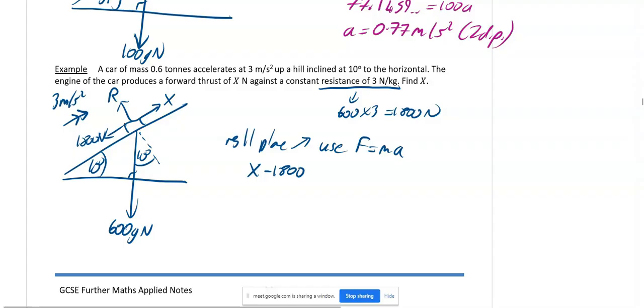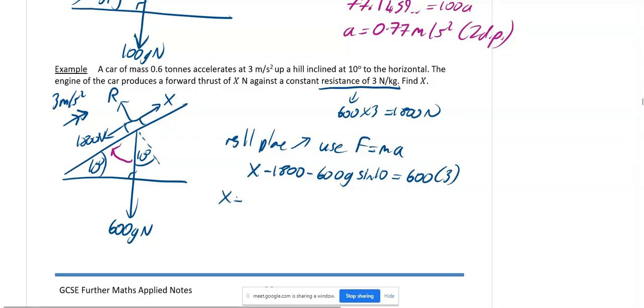A lot of people will stop there and think, well, they found it. There's also, I'll do this in red, the component of the weight, which is acting down the slope. So very importantly, the component of the weight is what? 600 sine 10. Almost. You've missed something. 600g. Good man. 600g sine 10, and that's equal to your mass, which is 600, times your acceleration, which is 3.